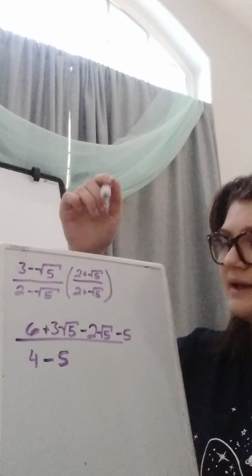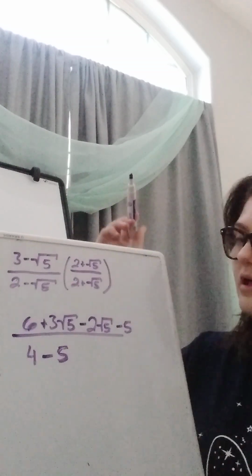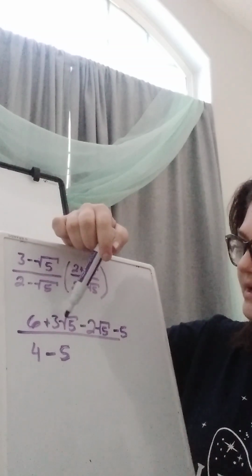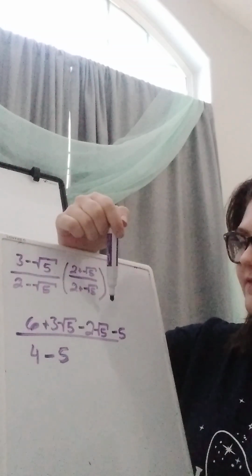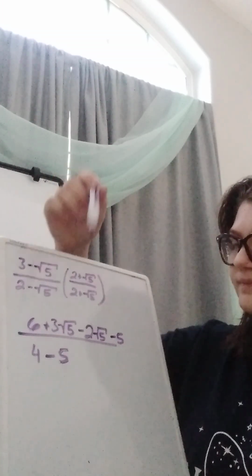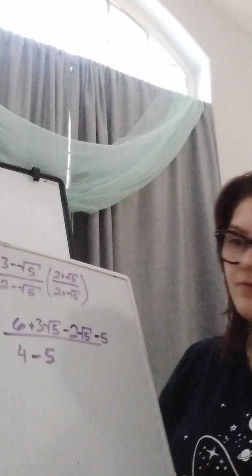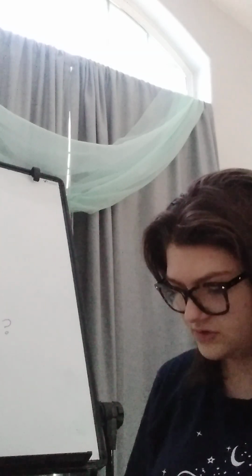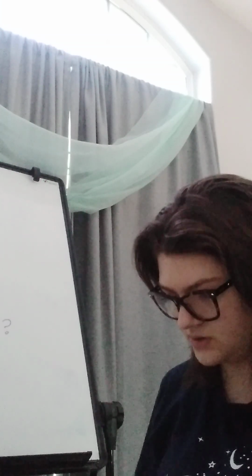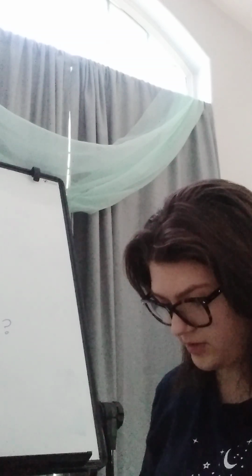So now we can go ahead and simplify by a lot. 6 minus 5 is 1. 3 square root 5 minus 2 square root 5 is just going to be the square root of 5, because 3 minus 2. And then 4 minus 5 is negative 1. So that's going to go away. We'll have a negative sign out front. 1 plus the square root of 5, which of course is also equal to negative 1 minus the square root of 5.